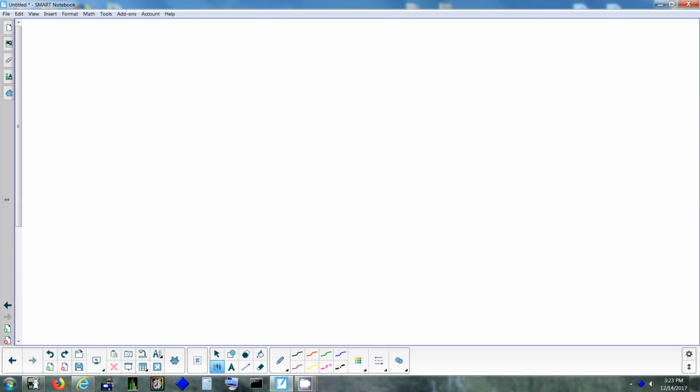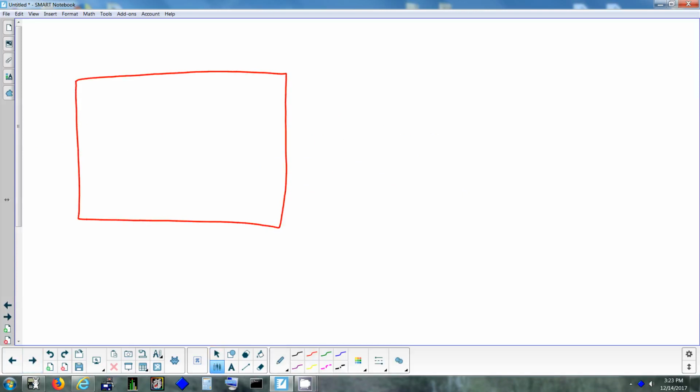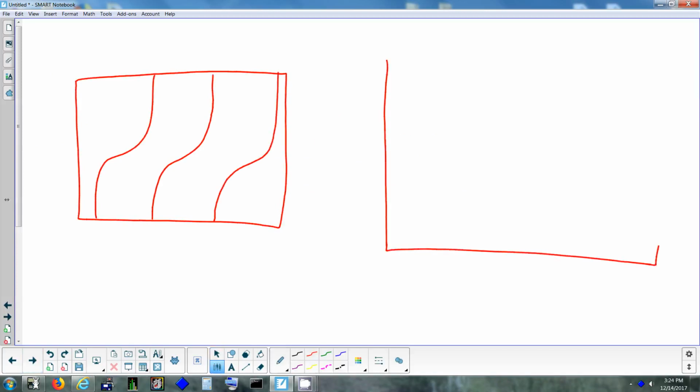But let's say I gave you a graph, something like this. And I gave you another graph. On the test, I'd probably give you 4 choices, but just to simplify it.